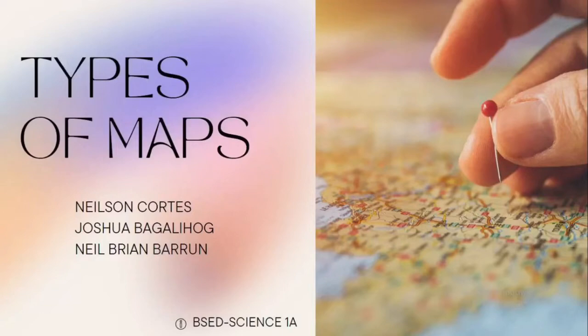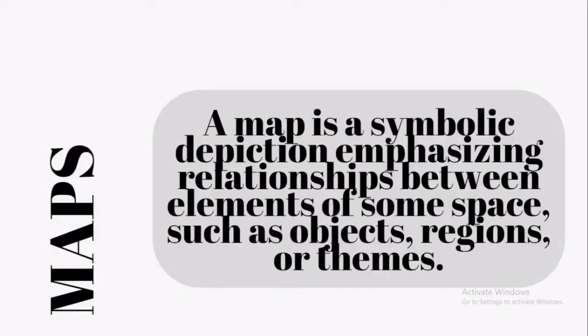But first, we must know what maps are. A map is a symbolic depiction emphasizing relationships between elements of some space, such as objects, regions, or themes. Maps present information about the world in a simple visual way. They teach about the world by showing sizes and shapes of countries, location of features, and distances between places. Maps can show distribution of things over Earth, such as settlement patterns. They can show exact locations of houses and streets in a city neighborhood.